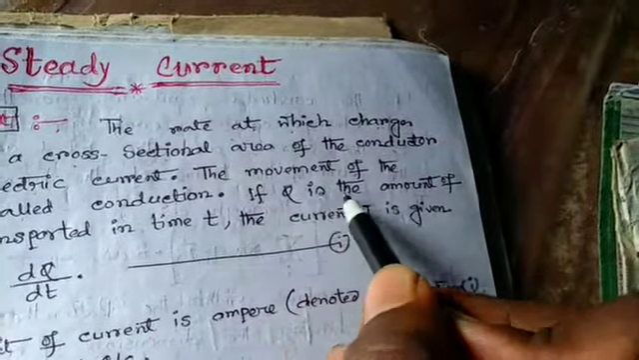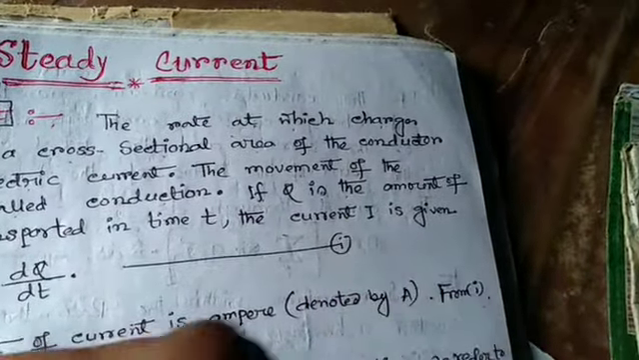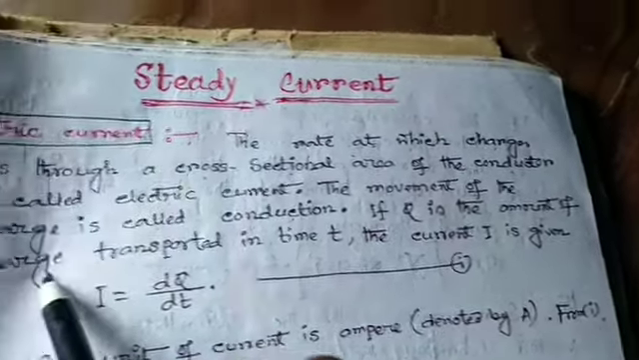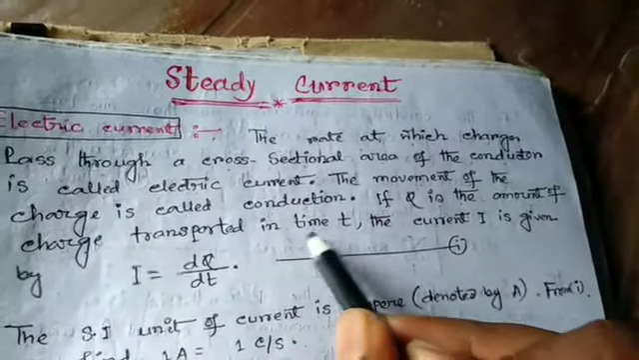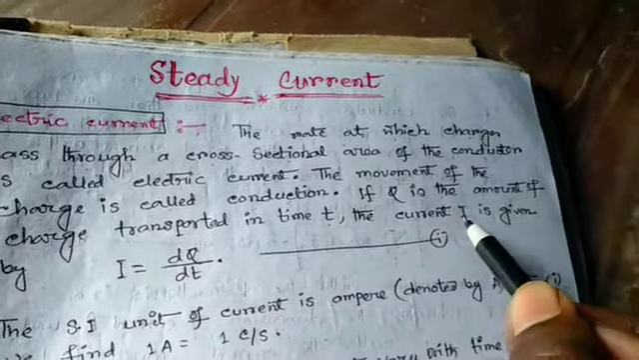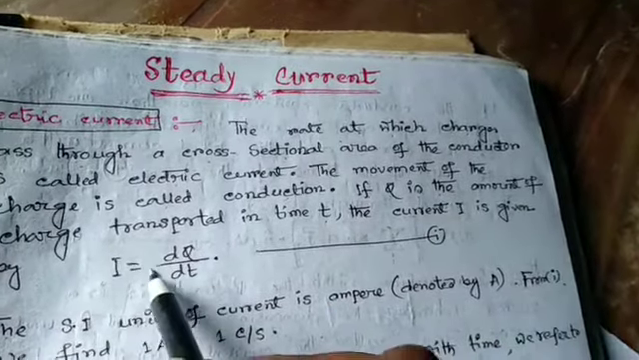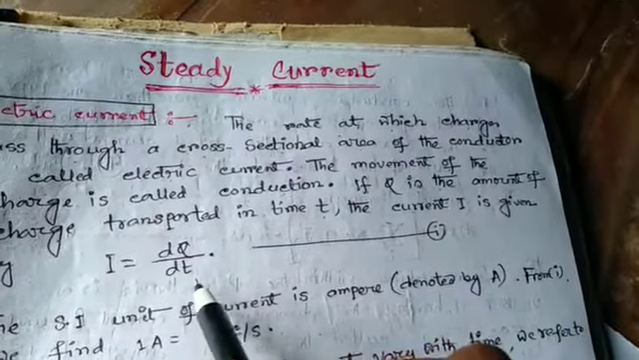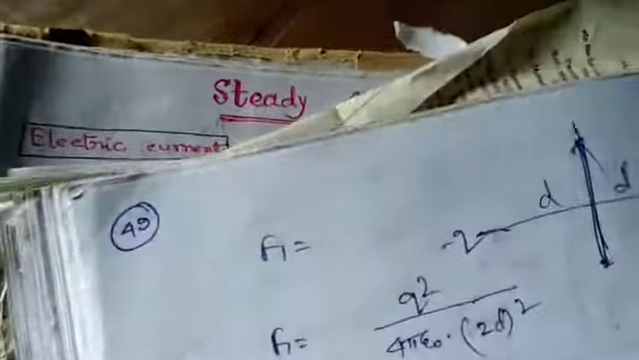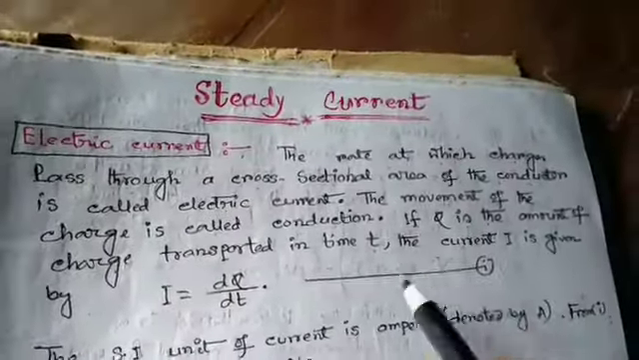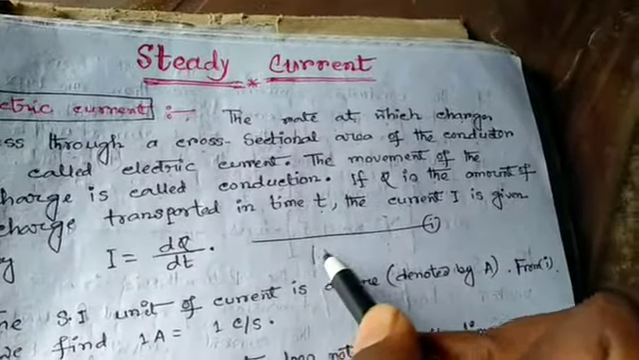If Q is the amount of charge transported in time t, the current I is given by I equals dq by dt. So we will discuss what the cross-sectional area is.